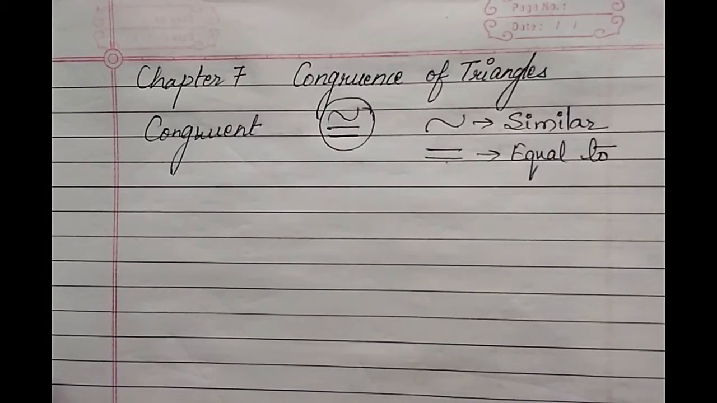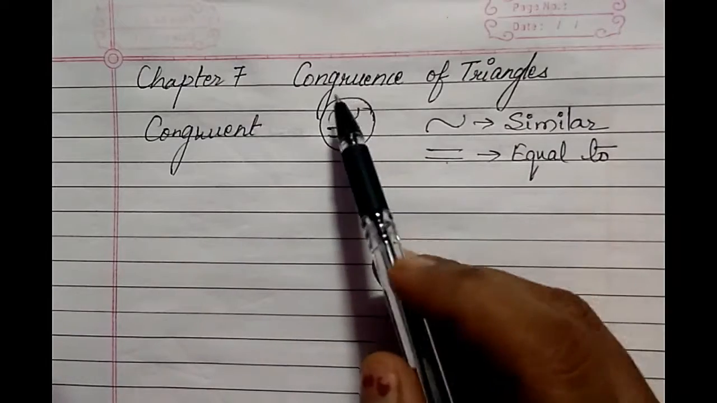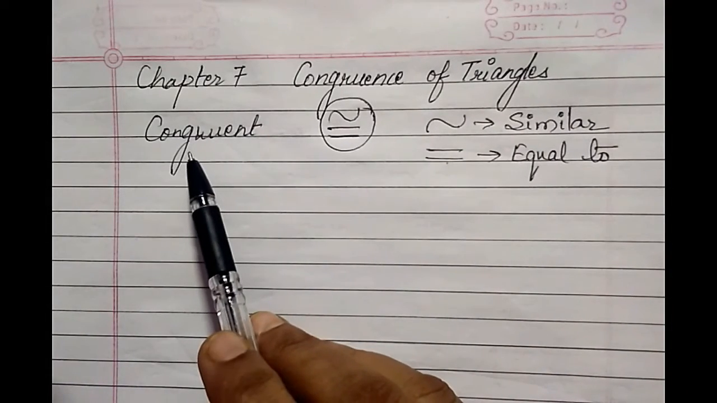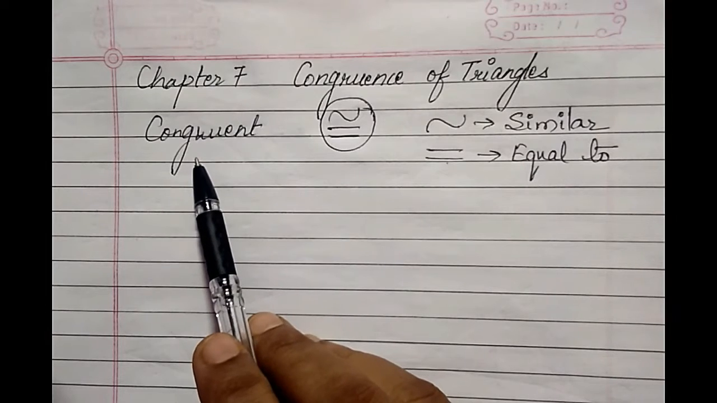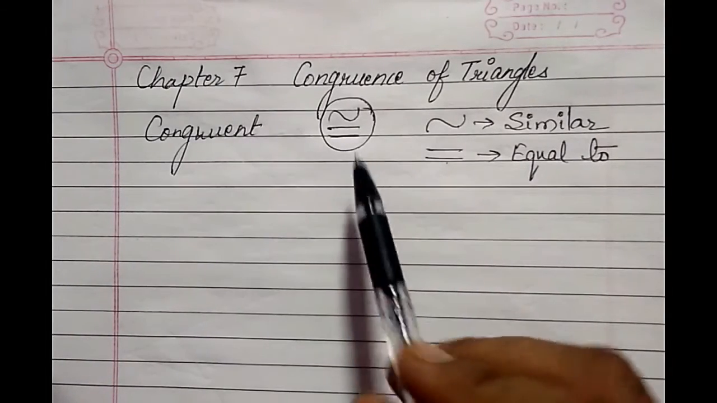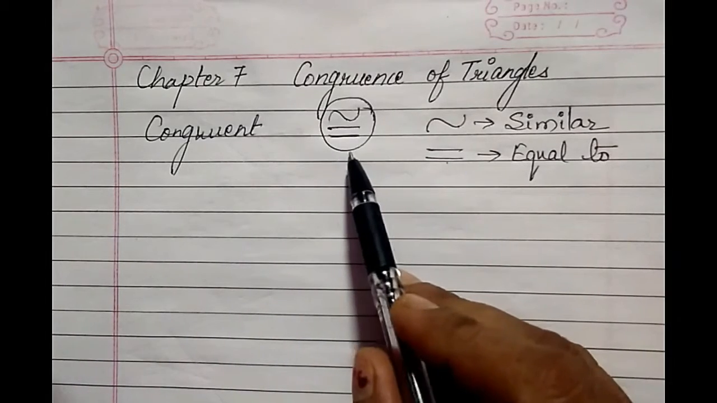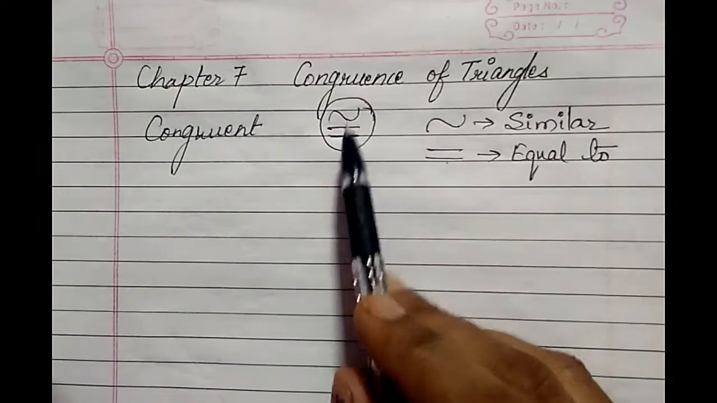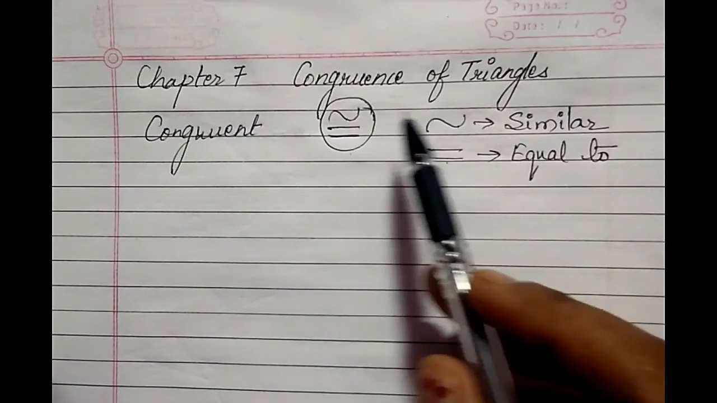Hello class. Today we are going to start with chapter number 7 and this is congruence of triangles. Here first of all we should understand what is the meaning of the word congruent. Congruent has this symbol that represents congruent, and here two symbols are together.